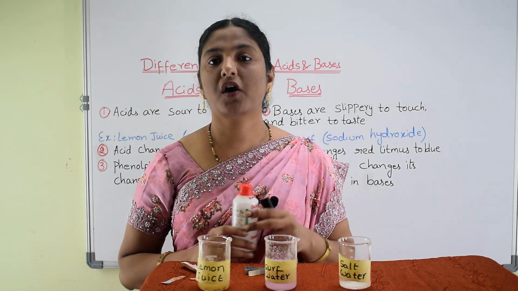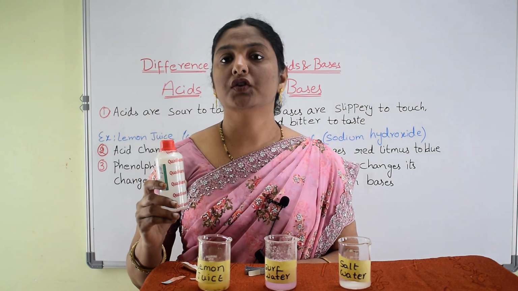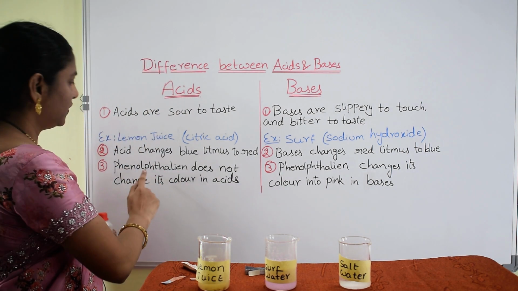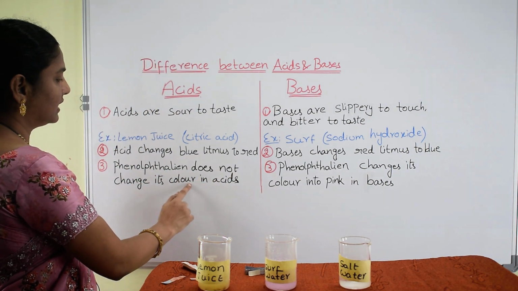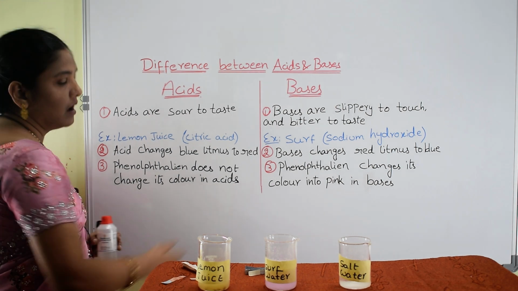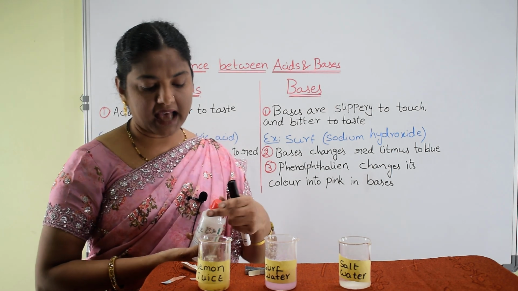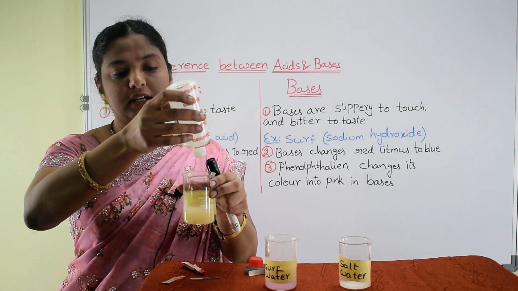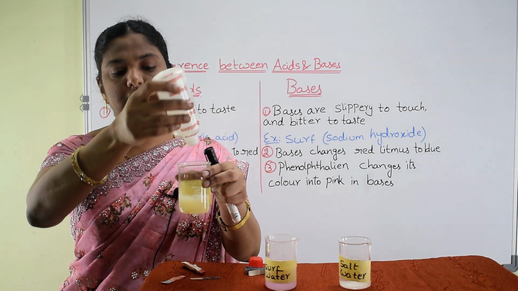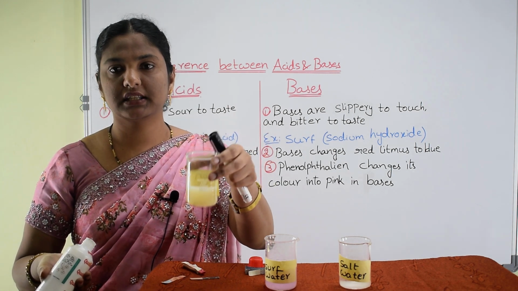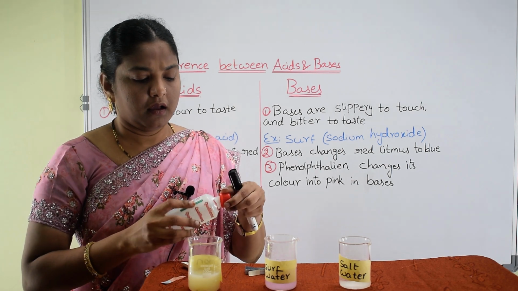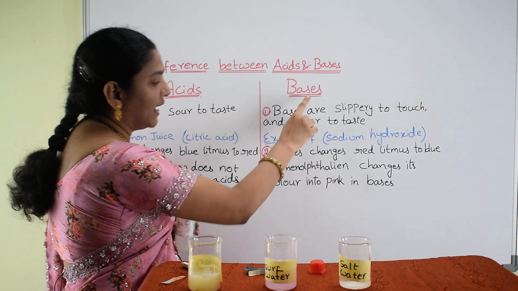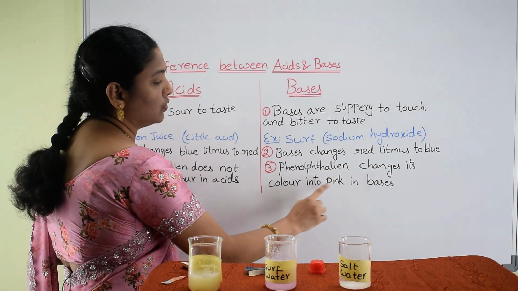Next, about the phenolphthalein indicator. How does it change with acids and bases? Now we see here. Phenolphthalein does not change its color in acids. If we drop this in acid, meaning lemon juice, then it does not change its color. The same phenolphthalein, if we drop it in base, changes its color into pink.